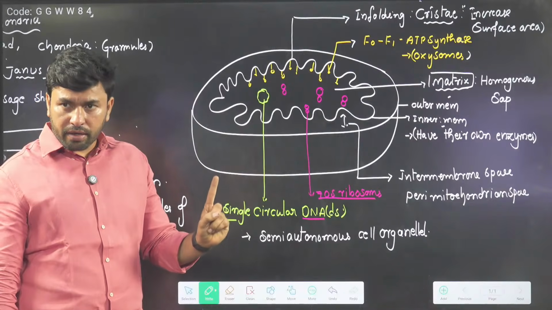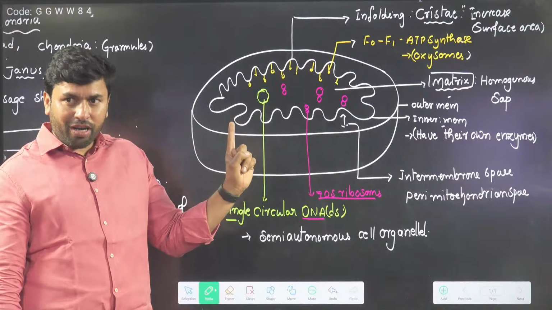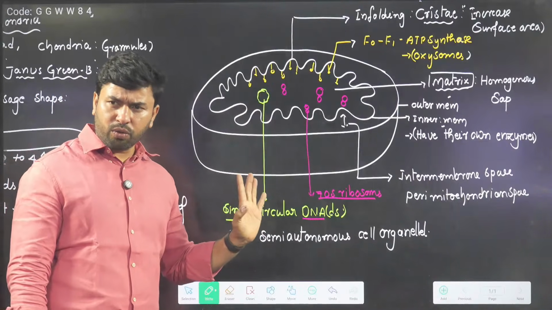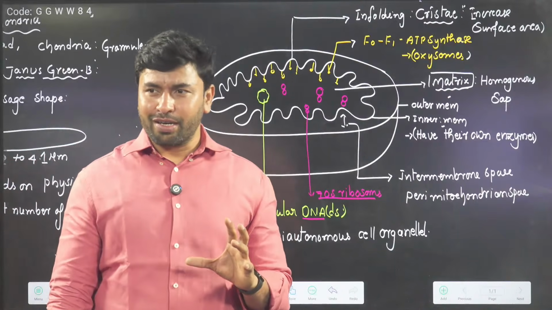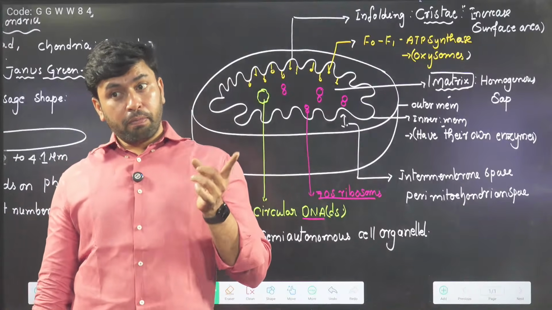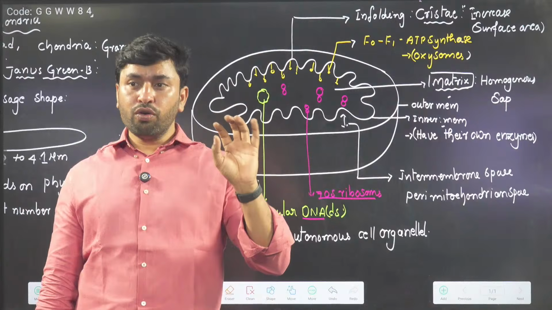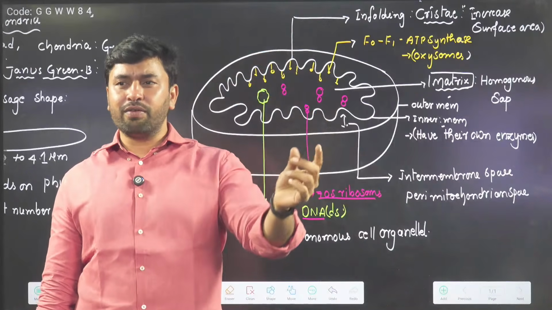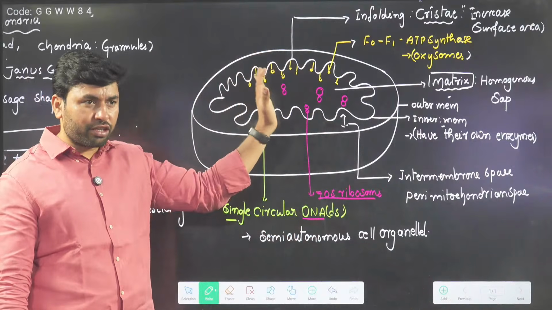Very, very important. In a prokaryotic cell, there is one DNA. In mitochondria also, there is only one DNA. One single circular DNA. One DNA enough for mitochondria, because mitochondria are very small. When you go to chloroplast, there you can see more than one copy of DNA, because chloroplasts are several folds larger than our mitochondria. Okay, these are the structural orientation.